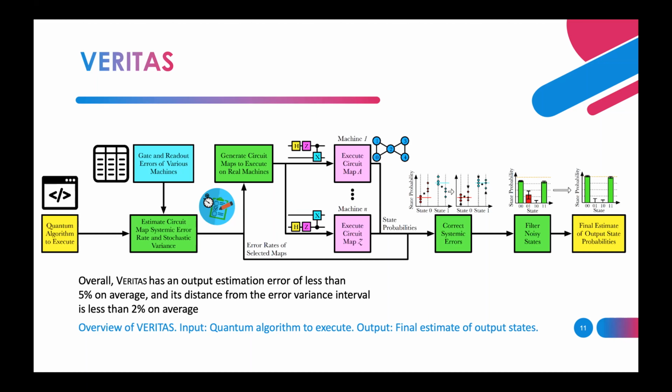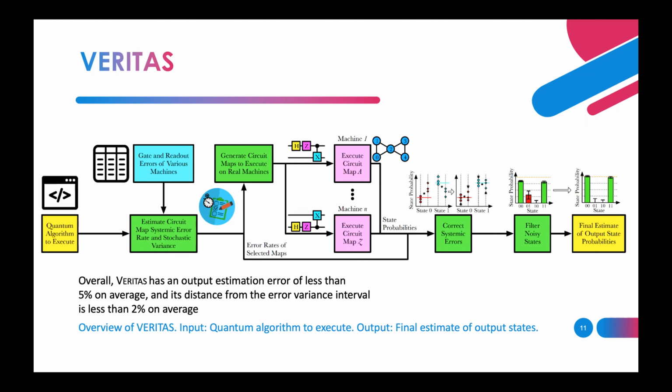And you calculate how much shift you need to do over the systematic error. Systematic error was based on T1, T2, and frequency errors. And then after that, you run the filter noise stage, which corrects the other errors that you get, the extra values, stochastic errors. And then finally, you get your final perfect estimation close to simulators, even better. This is what they claimed.